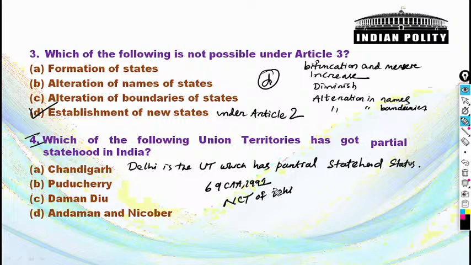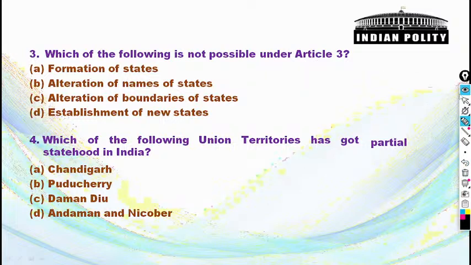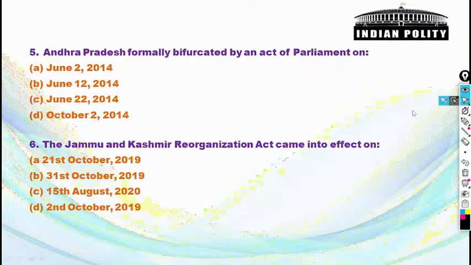So there is no option, but remember that Delhi is the only union territory which has got the statehood status. Question number 5. Andhra Pradesh was formally bifurcated by an act of Parliament into two states on June 2, 2014. The exact date is June 2, kindly take a note of this. It was bifurcated into Andhra Pradesh and Telangana.